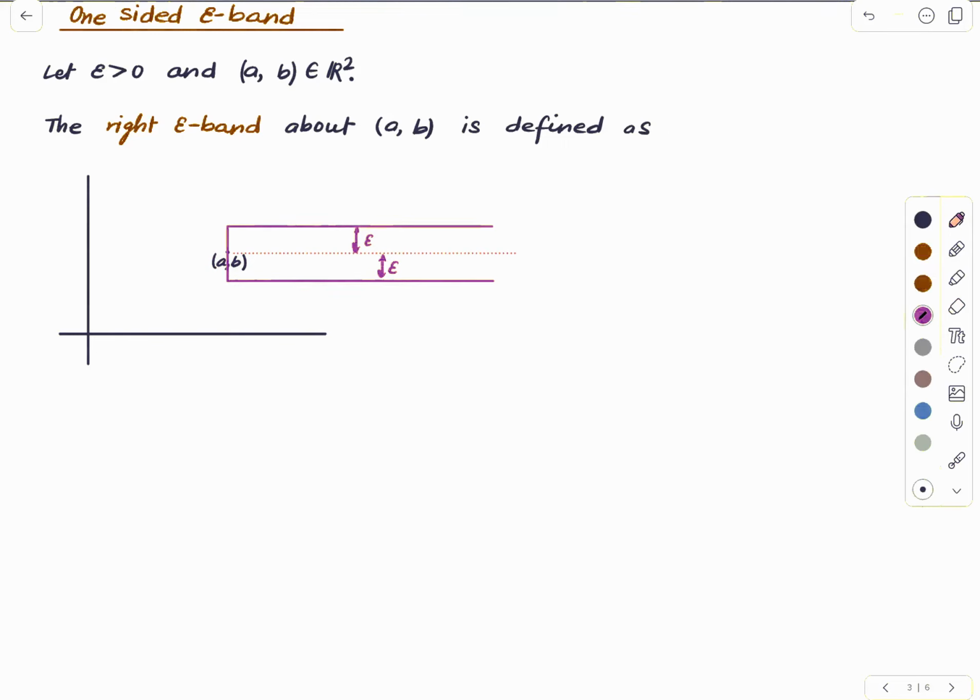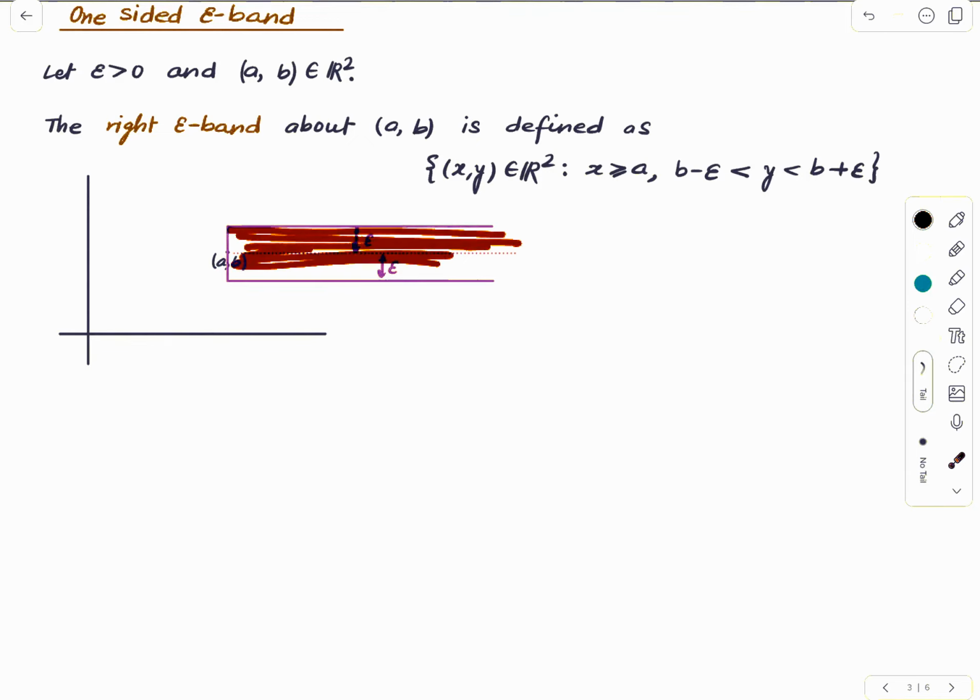So the formal definition is just the points in R^2 with the property that x is greater than or equal to a and y is strictly between b minus epsilon and b plus epsilon. That's the formal definition. So this is included, and everything to the right of it. But these horizontal lines are not included. Okay, so I'm sure you get the definition of the right epsilon band. Similarly, you can define the left epsilon band.